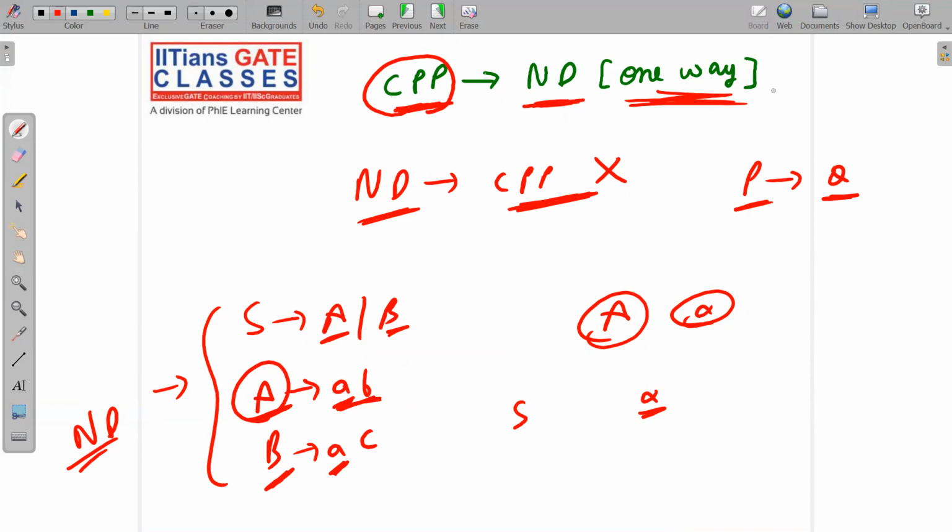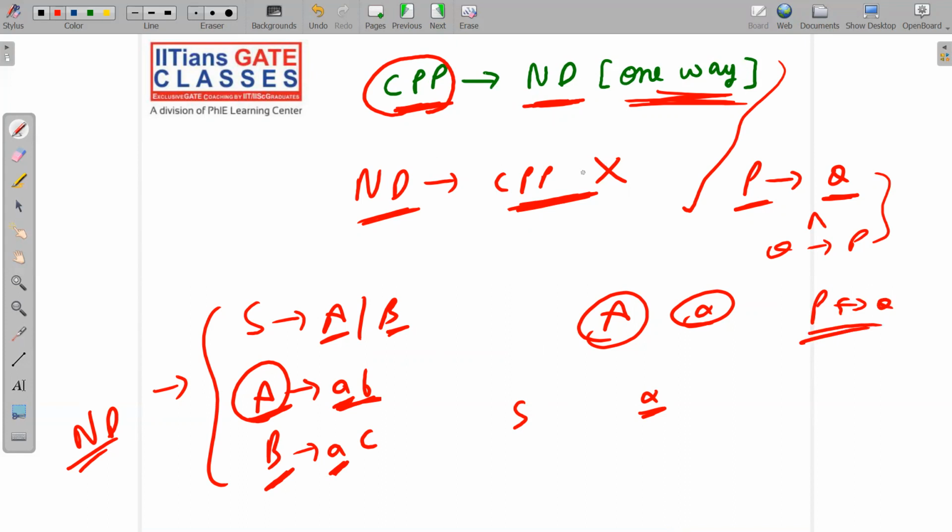Obviously, if both were true, that common prefixes problem implies non-deterministic and non-deterministic implies common prefixes problem, that means both are exactly equivalent. You already know in logic, P implies Q and Q implies P means P is equivalent to Q. So we could say that the common prefixes problem is equivalent to non-determinism.